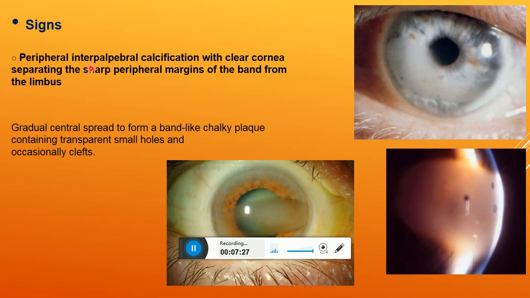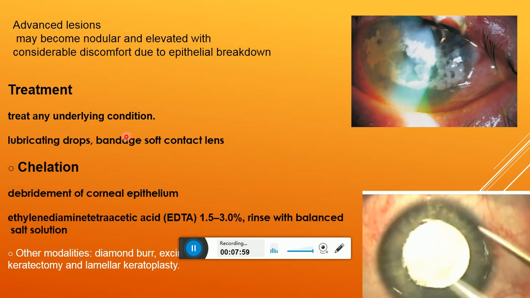Signs: there is peripheral interpalpebral calcification with clear cornea separating the peripheral margins of the band from the limbus. Gradual central spread forms a band-like chalky plaque containing transparent small holes and occasionally clefts. An advanced lesion may become nodular and elevated with considerable discomfort due to epithelial breakdown. Treatment is indicated if vision is threatened or if the eye is uncomfortable. It is important to recognize and treat any underlying condition.